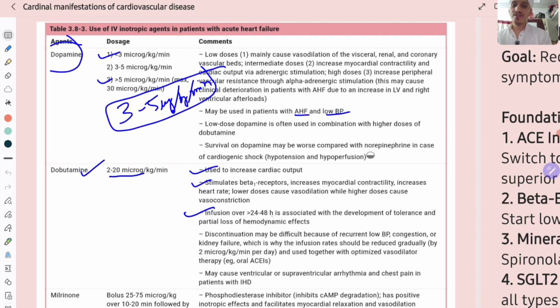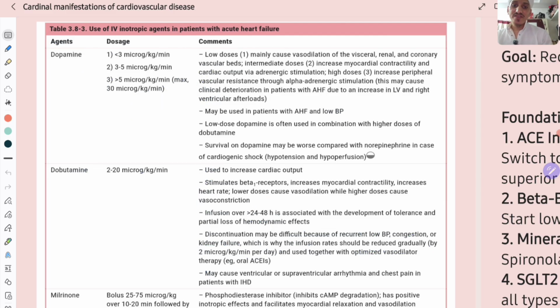This is important. Infusion over more than 24 to 48 hours is associated with the development of tolerance and partial loss of hemodynamic effects. Discontinuation may be difficult because of recurrent low BP, congestion, or kidney failure, which is why the infusion rate should be reduced gradually. Important: the infusion rate should be reduced gradually, not abruptly, by approximately 2 microgram per kg per minute per day, and it should be used together with optimized vasodilator therapy, for example oral ACE inhibitors. This may cause ventricular and supraventricular arrhythmia and chest pain in patients with ischemic heart disease.